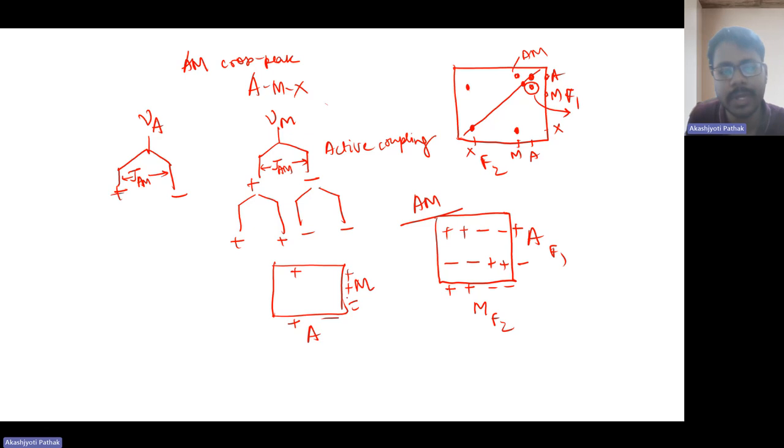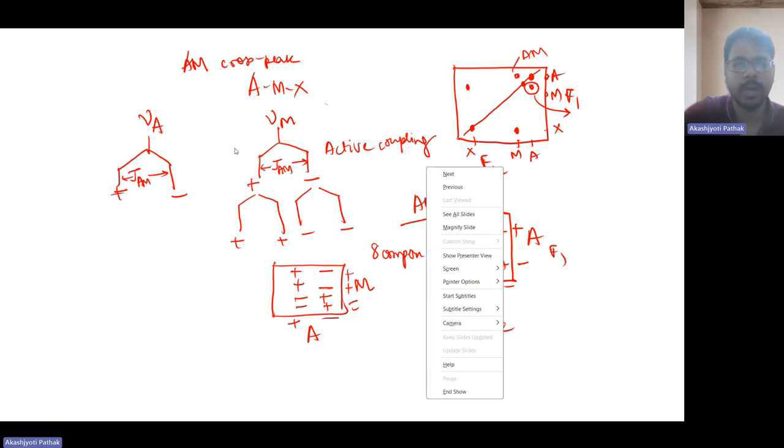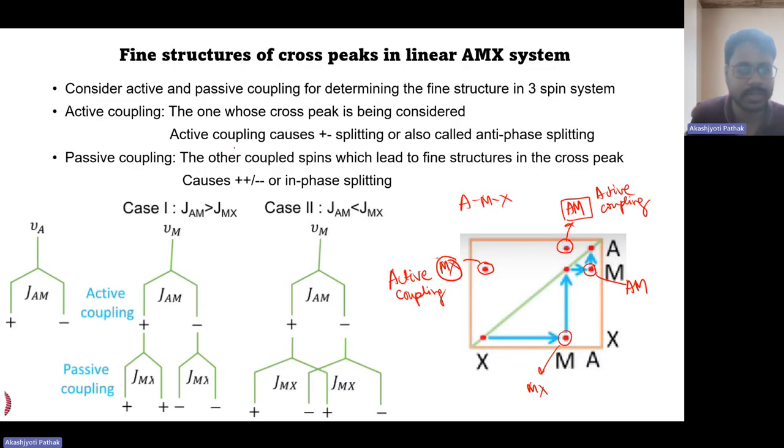Plus plus will give you plus, plus minus will give you minus, plus plus will give you plus, plus minus minus, minus plus minus, minus minus plus, minus plus minus, and minus minus plus. So these are the eight components or eight fine structures that you will get in the cross peaks of this AM peak. Okay, we will get eight components. So now that you have understood this, you can follow this figure.